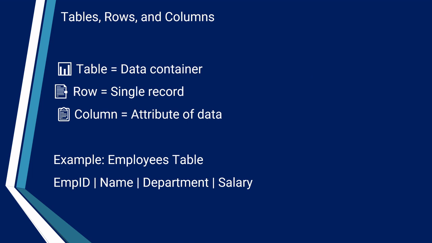Databases store information in tables. Each table has rows and columns. A row represents a single record, like one employee. Columns represent attributes such as employee name, department, or salary.